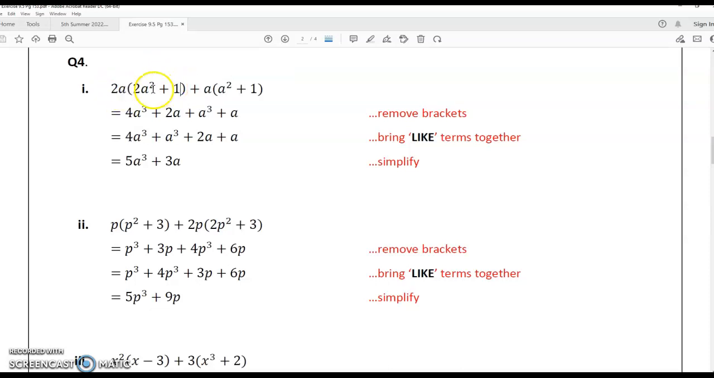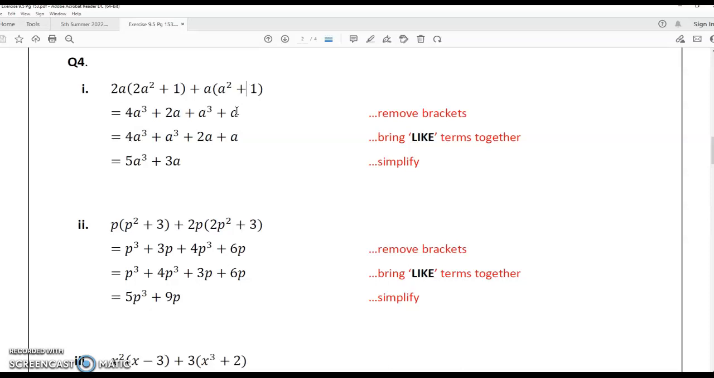2a by the 1. So 2a by 2a squared, plus times plus gives you plus, 2 by 2 gives you 4, a by a squared gives you a cubed, and 2a by 1 gives you 2a. Then that piece is finished with, and we move on to the next part, which is plus a multiplied by everything inside the brackets. So plus a multiplied by a squared gives you a cubed, and plus a by 1 gives you a.